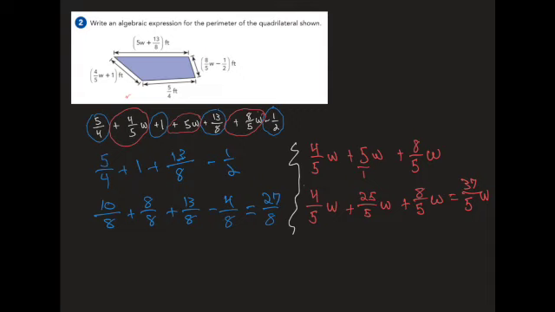So my final answer is when I group those two together. When it says write an algebraic expression for the perimeter of the quadrilateral shown, I'm going to say it's 37/5 w plus 27/8. And we're using feet.